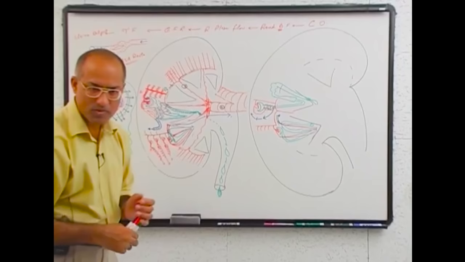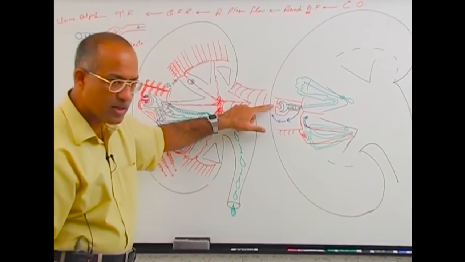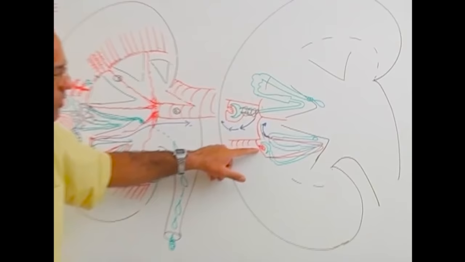So this is the vasa recta. About 90% of blood flow is through the cortical system, and about 10 to 15% of blood flow is through, what is this?